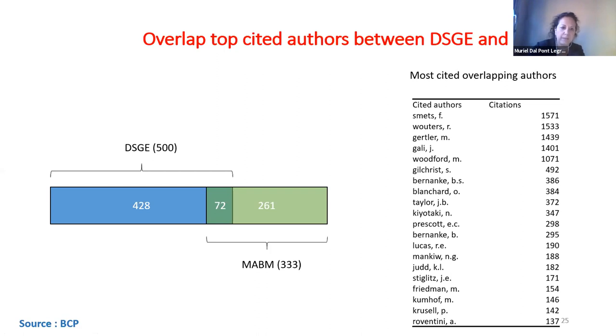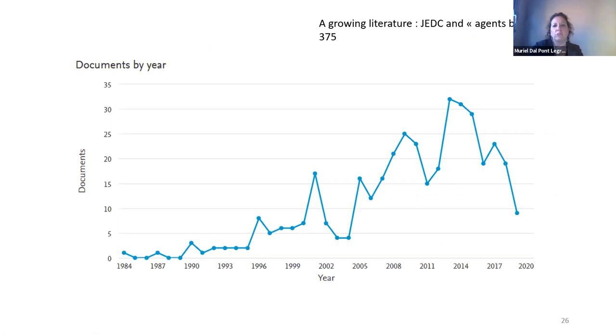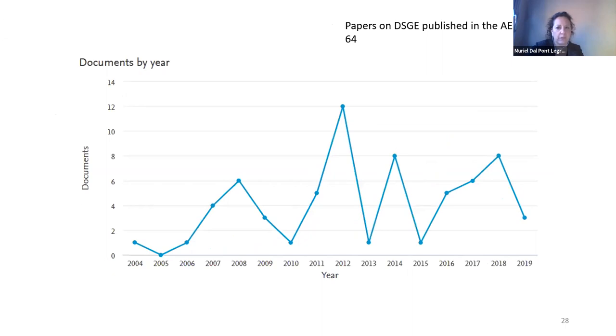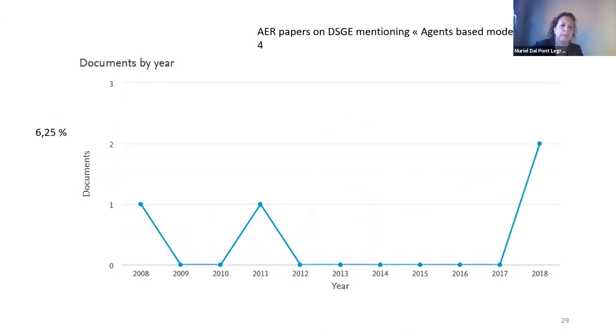Macroagent-based modelers refer very often to the DSGE model, not systematically, but the reverse is not true. If you take the two major journals of each side, the Journal of Economic Dynamics and Control on one side and the American Economic Review on the other, you can see the number of publications dealing with macroagent-based models in the JEDC, and among those papers, the number of papers quoting DSGE is 16%. If you do the same in the American Economic Review, you take the DSGE papers published and you look among this set of papers how many quote the macroagent-based models, then it is only 6%.